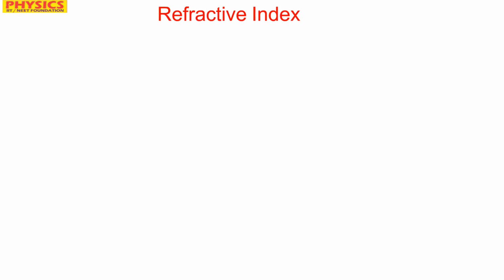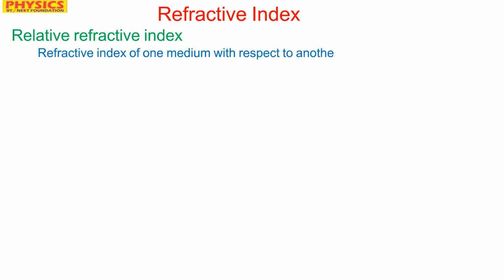Now let us discuss relative refractive index. What is meant by relative refractive index? It's very simple. When the refractive index of one medium is compared with the refractive index of another medium, it is known as a relative refractive index. Always remember, relative is nothing but comparison. Here relative refractive index is nothing but the refractive index of one medium with respect to another medium.